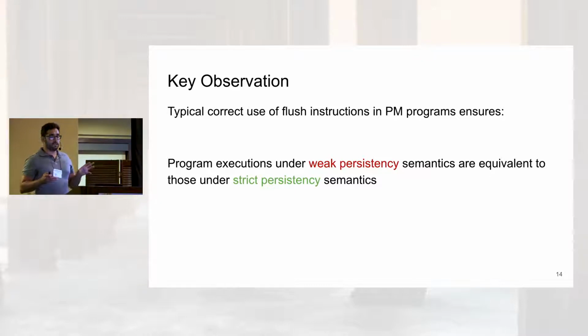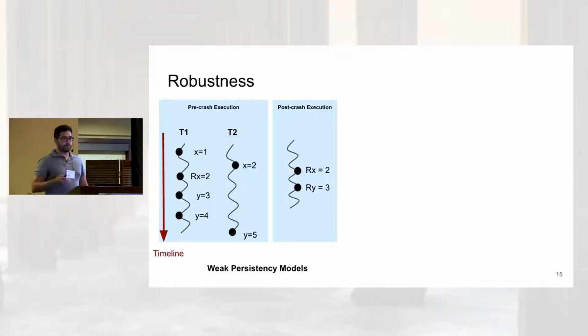Our key observation is that for most programs, without the need to place a flush instruction after every load and store, a program under a weak persistency model can still behave like the program under strict persistency. Building on this observation, we propose the notion of robustness based on the behavior of the post-crash execution. I'll use an example with one crash event to give the intuition.